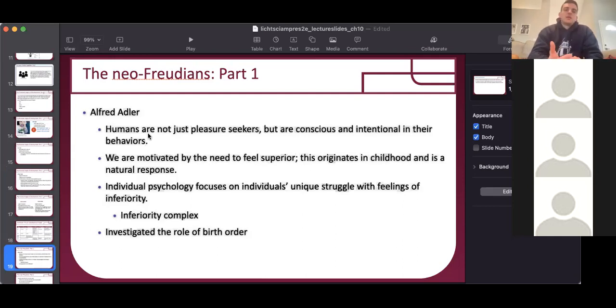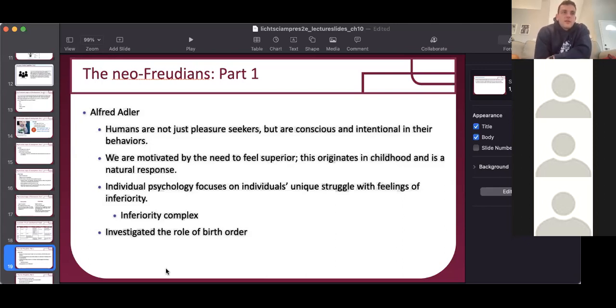Adler would go on to say, we are motivated by the need to feel superior. This originates in childhood and is a natural response, okay? So you can see down here at the bottom of the slide, talking about Adler in birth order. This superiority, inferiority thing starts in our sibling relationships, assuming you have one of those. I have one. I'm the oldest. My little sister is 3 years younger than me.